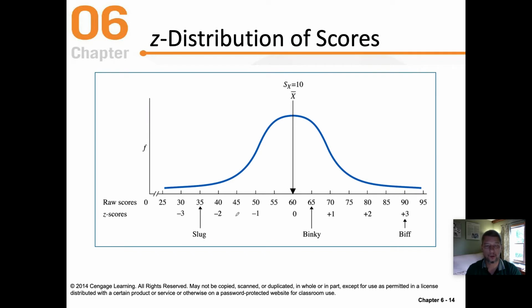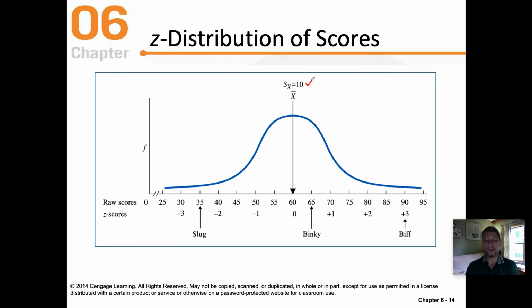Slug has a raw score of 35, which is very ugly, apparently. Binky has a raw score of 65, which is better than average, but not much. And then Biff apparently is quite the stud. He's got an attractiveness score of 90. Now, notice up here at the very top, we've got the standard deviation listed. And so we know that the mean of this distribution is 60, but the standard deviation is 10.